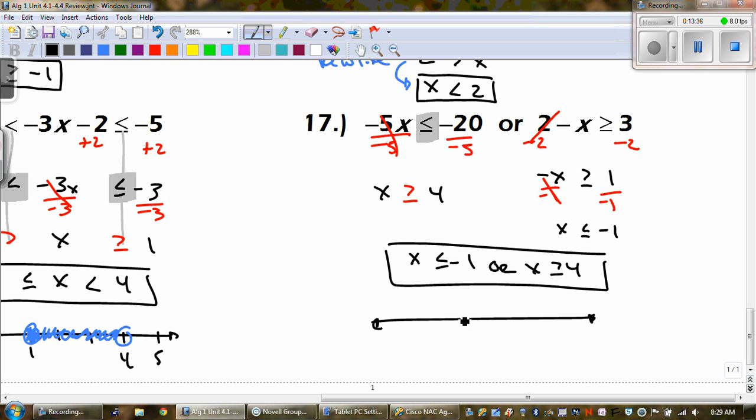Okay, let's shade that. Got negative 1, 0, 1, 2, 3, and there's 4. At negative 1, we're closed, and we shade everything to the left. At 4, we are closed, and I'm going to shade everything to the right.